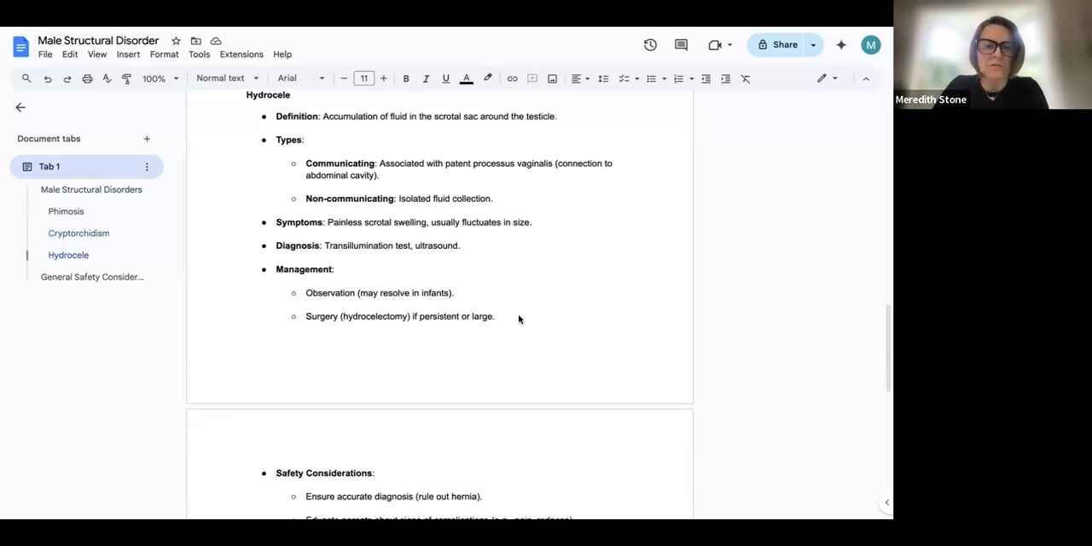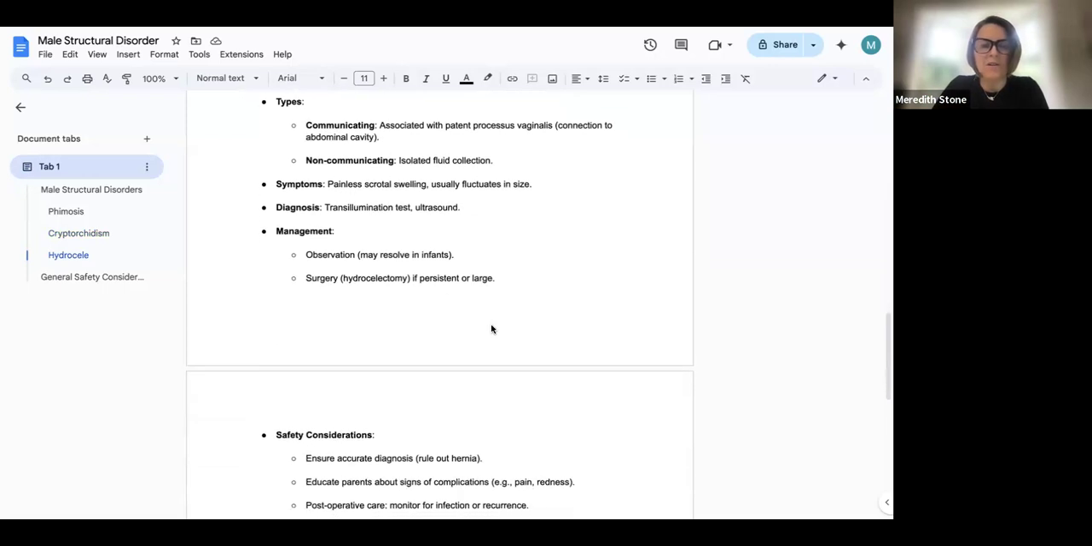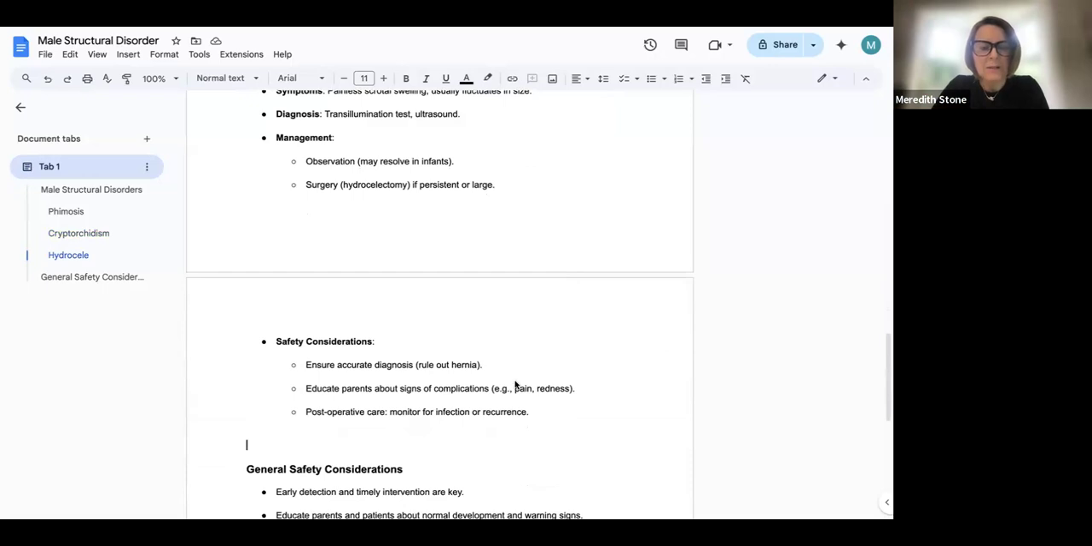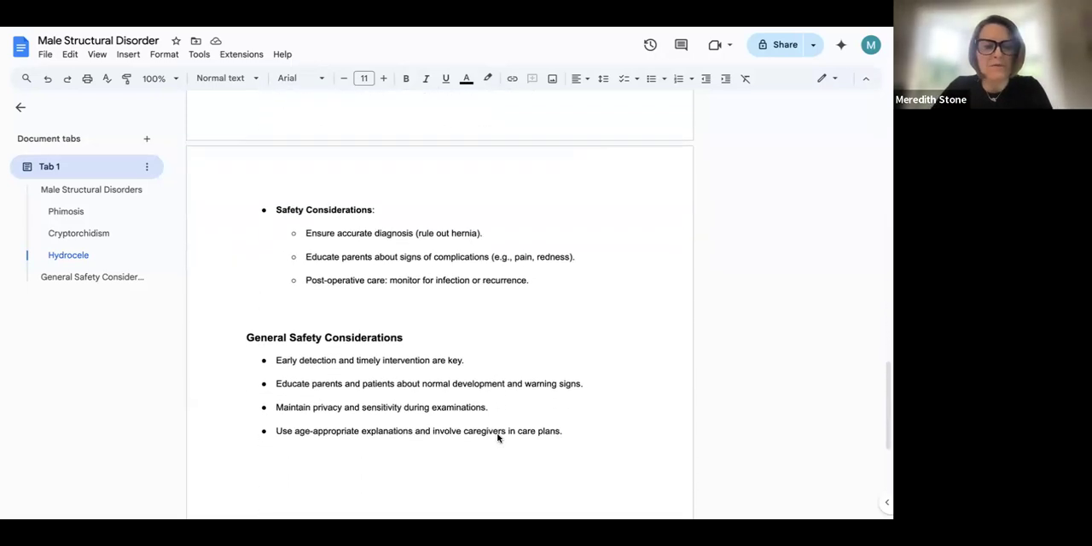For infants, it could resolve on its own. Otherwise, if it's very large, they might need to have a surgical procedure for that. You want to make sure that it's not a hernia. So you want to make sure that you're accurately diagnosing this, and make sure that you educate your parents about the complications, because a lot of times it's small children. And if they have post-op surgery, then monitor for post-op infection.